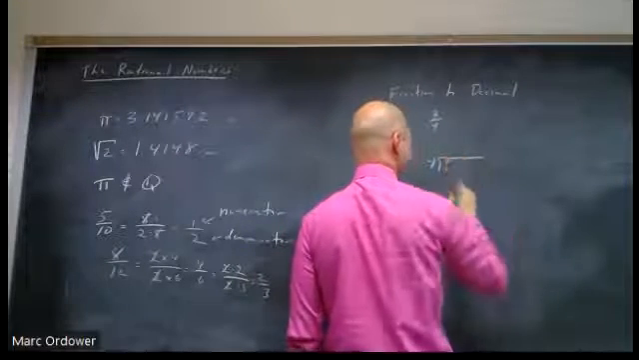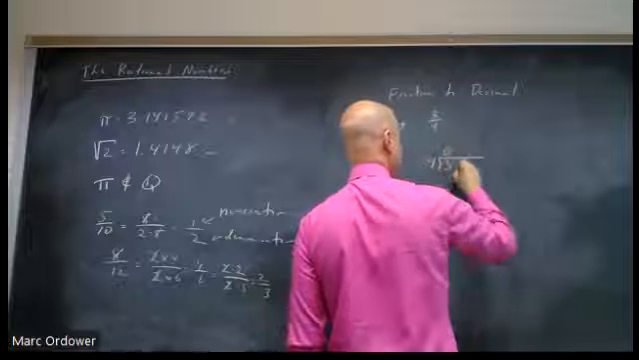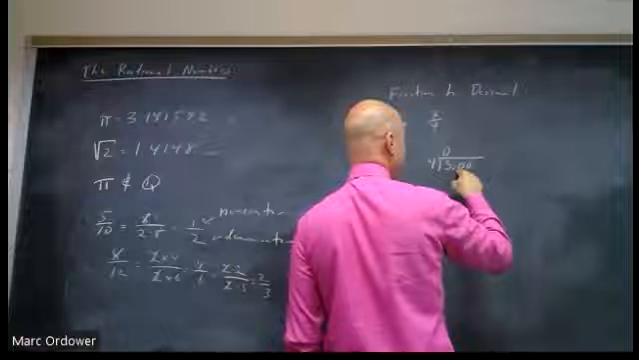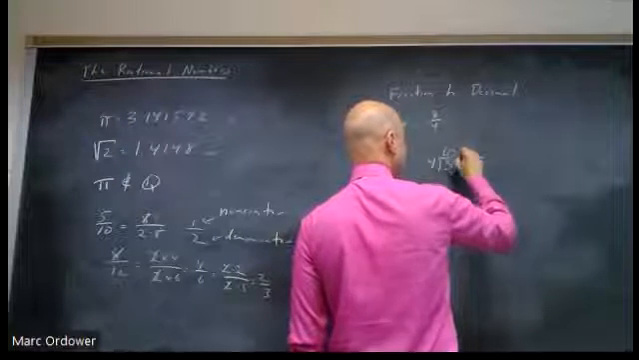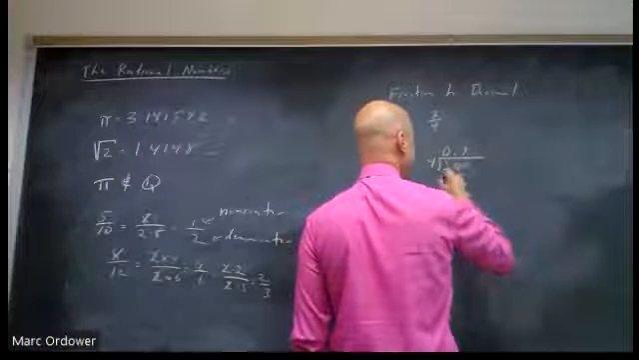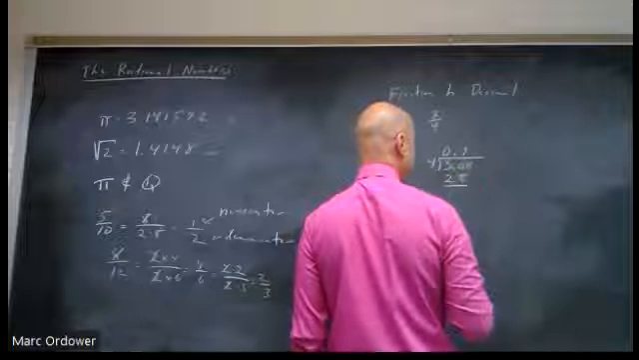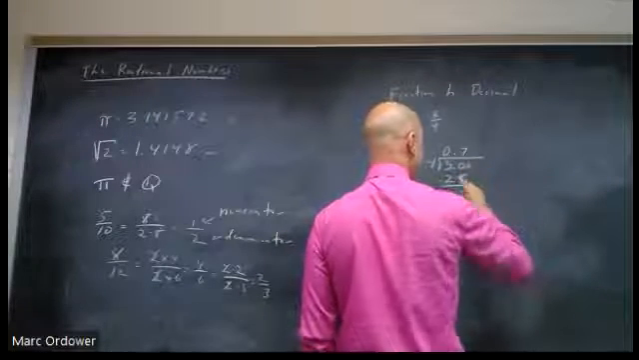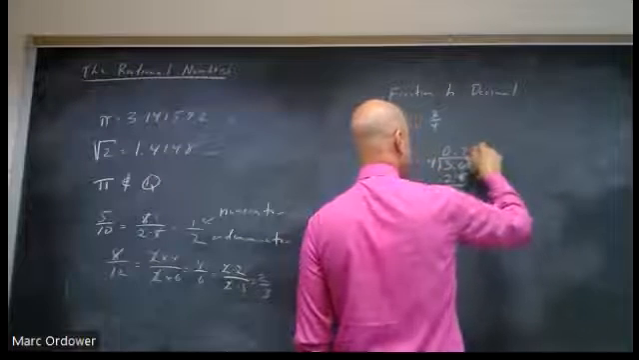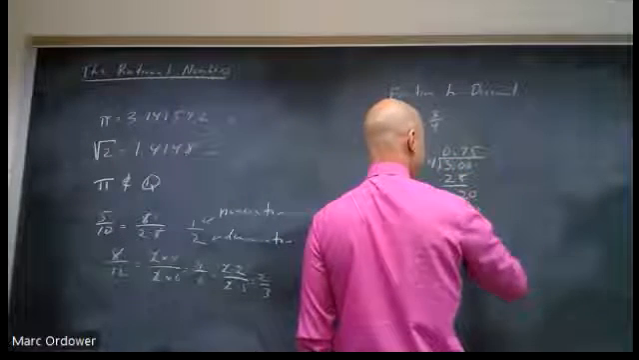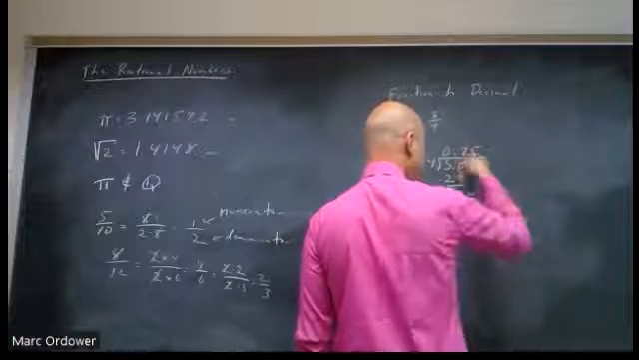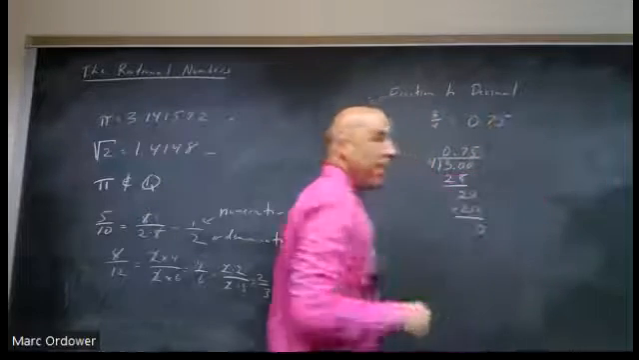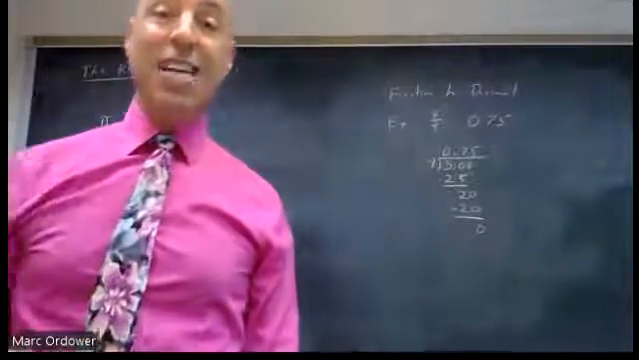4 doesn't go into 3 any times. But if I put a decimal after that and some zeros, 4 goes into 30 seven times. 7 times 4 is 28. 28 away from 30 is equal to 2. We can bring down the 0. 4 goes into 20 five times. 20 minus 20 is 0. That's it. So we have 0.75.